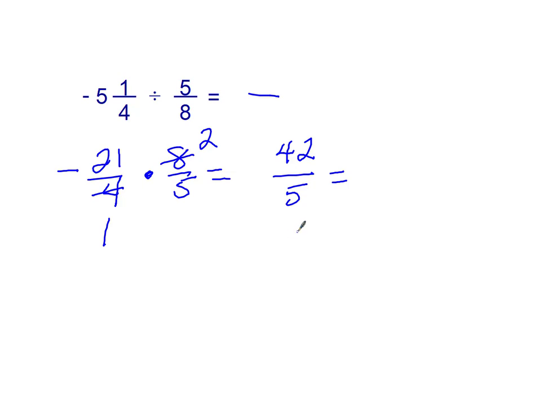Okay, so now we've got to simplify this. How many times does 5 go into 42? It's 8 times with 2 left over. Now, we got to remember, okay, this is not our final answer because one of the numbers was negative. So that means my answer is going to be negative 8 2/5. And that's how you divide mixed numbers.